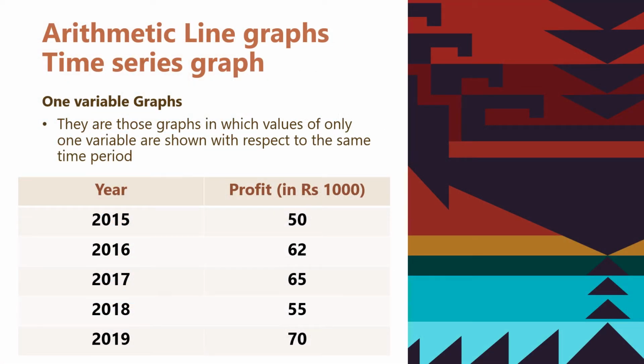Arithmetic line graphs, as I told you earlier, or time series graphs as they are called, can be one variable or can involve two or even more variables. Now what are one variable graphs? They are those graphs in which values of only one variable are shown with respect to the same time period. For example, if you're using years, in different years the profit is different, right? So we can state the profit of a firm for different years and plot this with the help of a graph.